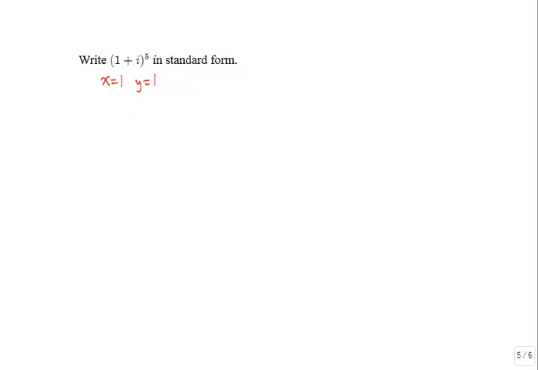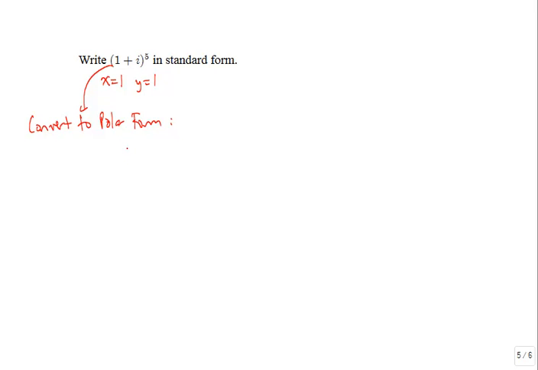Instead of multiplying this out 5 times, we could convert this to polar form first, and then use de Moivre's theorem to figure out what this is to the 5th power, which is a really easy formula to apply. So let's do it that way, because it's going to save us a lot of time.